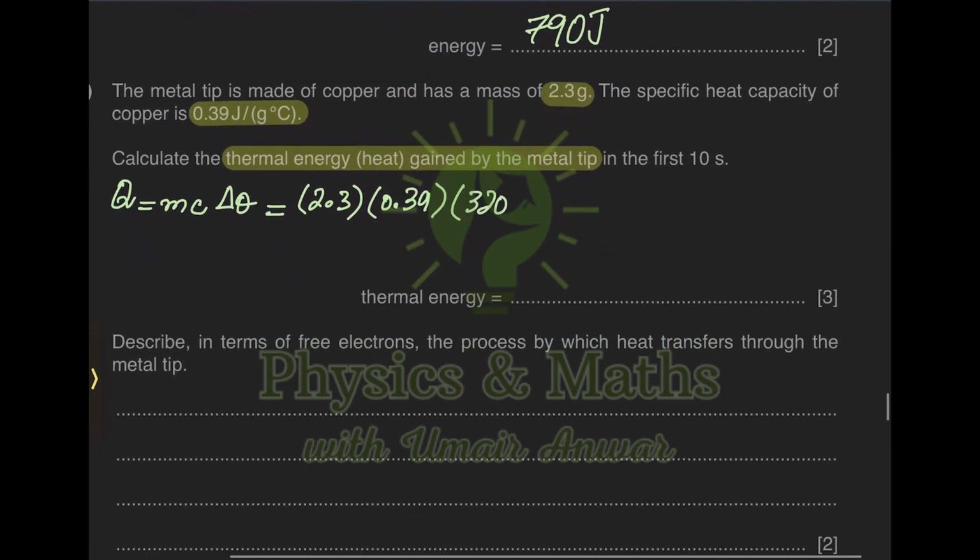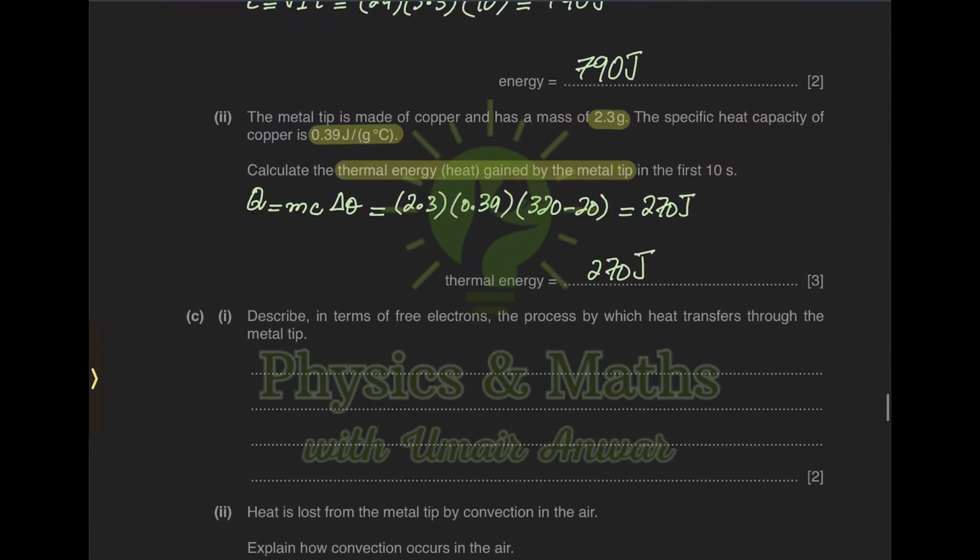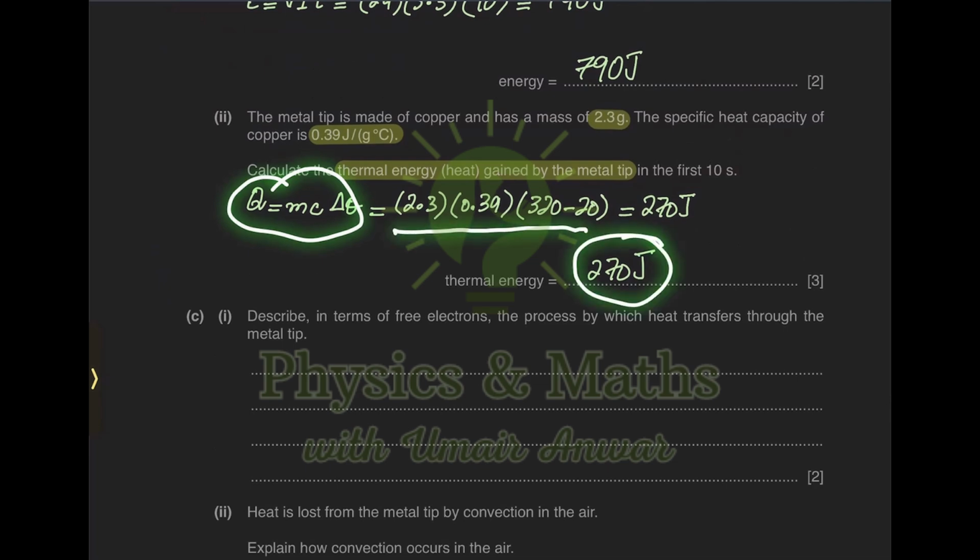So the change in temperature could be calculated by the difference of these two values, and the final answer in two significant figures is going to be 270 joules here. So the thermal energy gained by the metal tip is going to be 270 joules. Now it is a 3-mark question. We have to write down the formula, plug in the correct values, and then write the final answer in two significant figures.